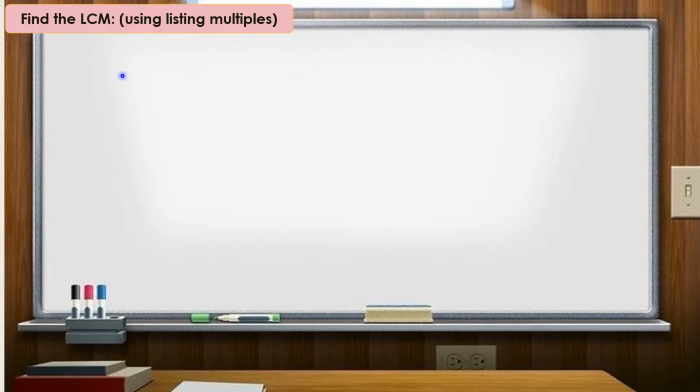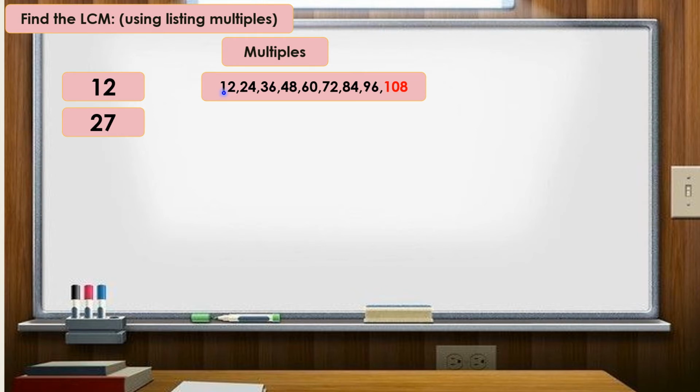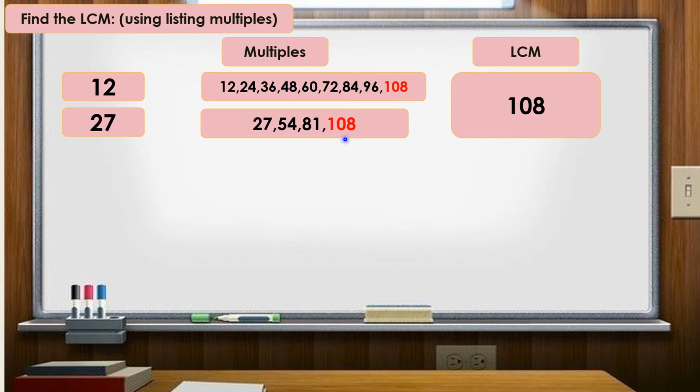Listing multiples. Okay, so we have 12 and 27. First, we need to get their multiples. For 12: 12, 24, 36, 48, 60, 72, 84, 96, and 108. Next is 27: 27, 54, 81, 108. Therefore, as you may see, if you observe the two lists of multiples, the same number, which is the least, is 108. Therefore, their LCM is 108.